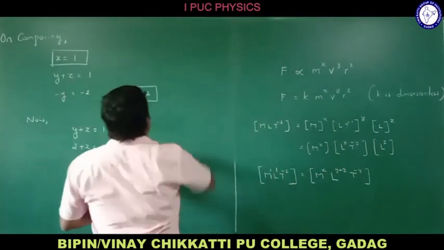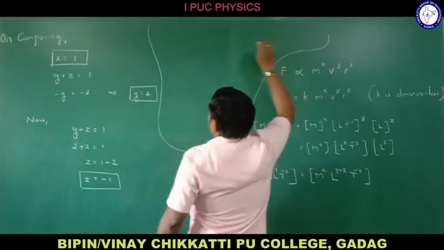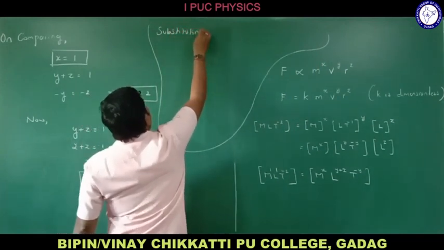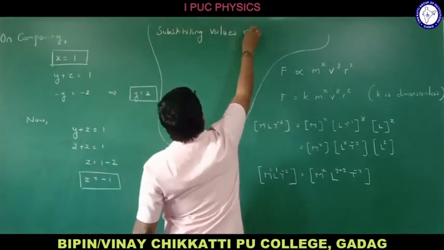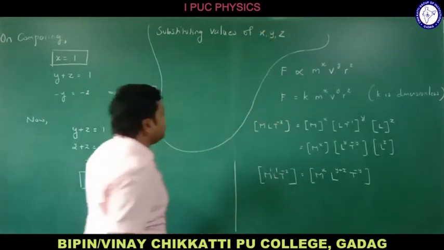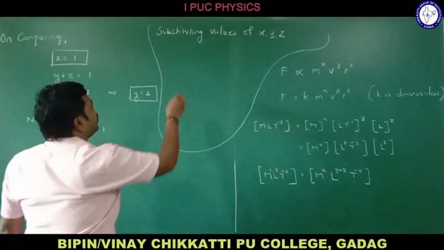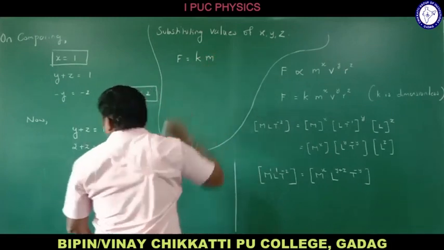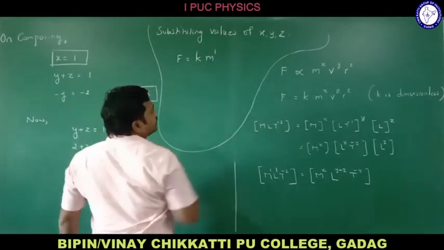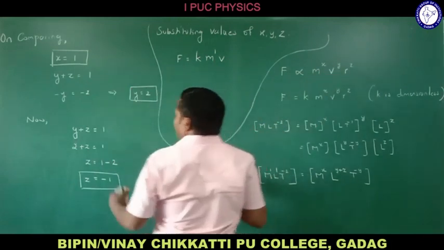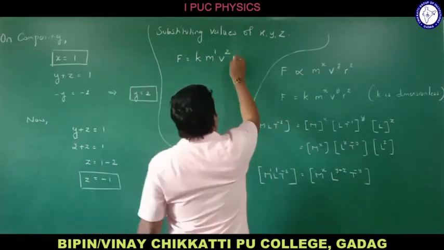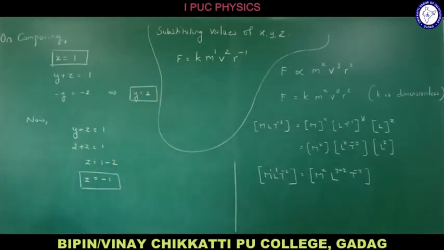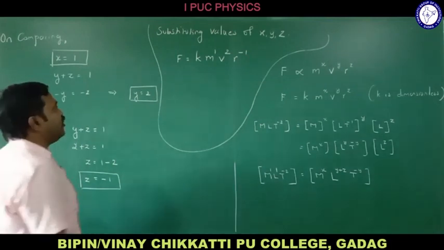Okay, how to continue with this? So do remember this. Let me write. Substituting values of x, y, z. What do you get now? F is equal to, in this equation, k m raised to, what is x? x is 1. Shall I take like this? v raised to, what do you get now here? y is how much? 2. r raised to z. What is z now here? Minus 1. Shall I take it? Substituting values of x, y, z now here. What do you get? This can be written as like this.